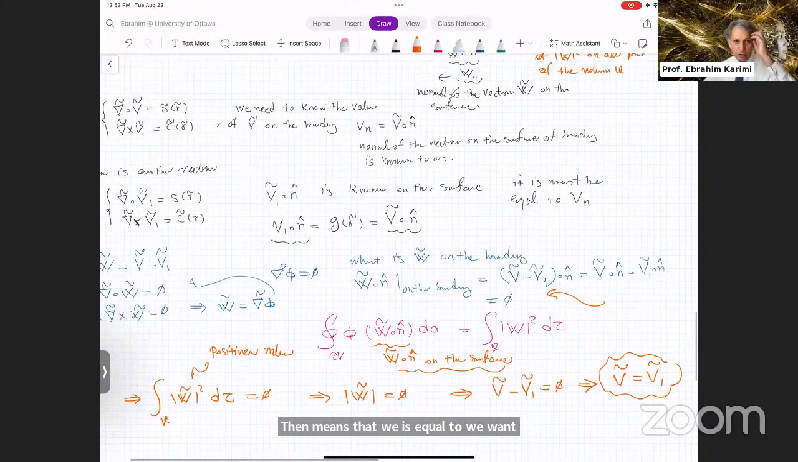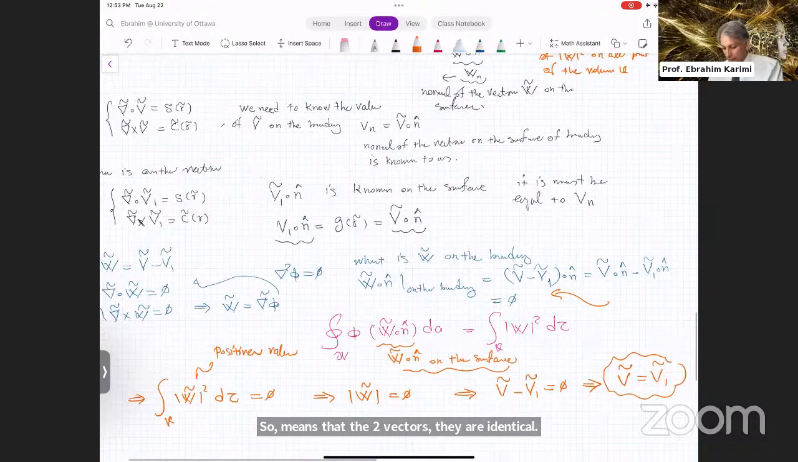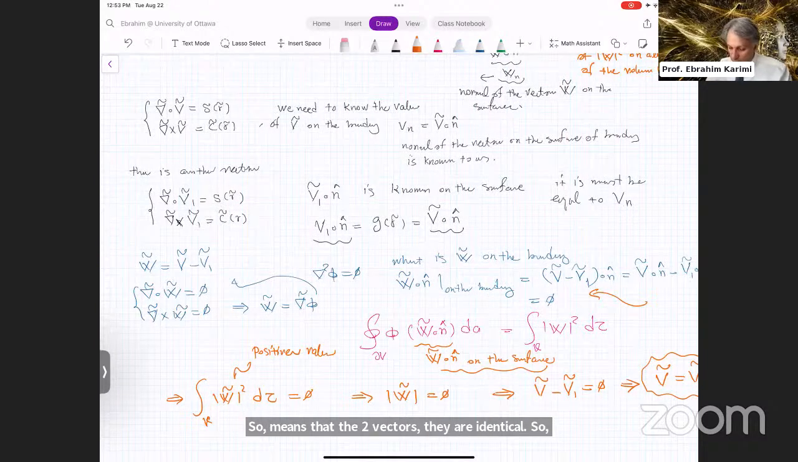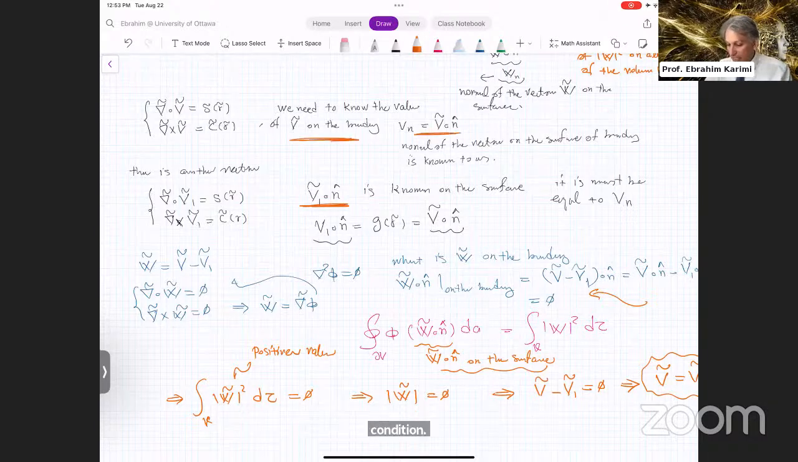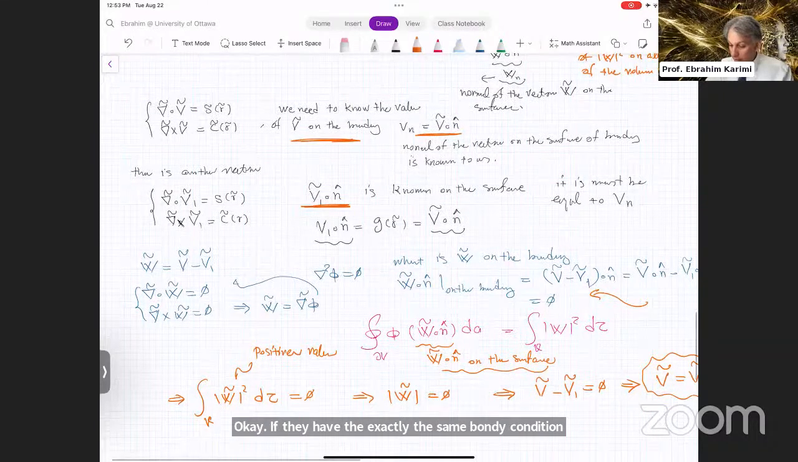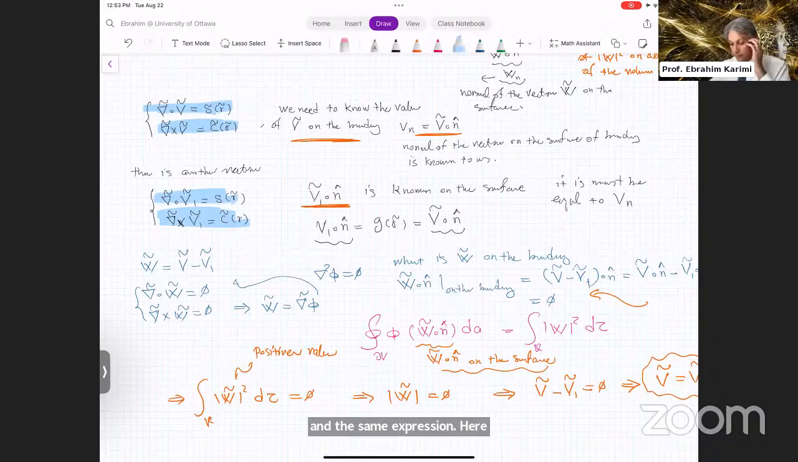Then it means that V is equal to V1. So the two vectors are identical. We say that they are different, but now you will see that if they have exactly the same boundary condition and the same expression here, then definitely these two vectors need to be identical.